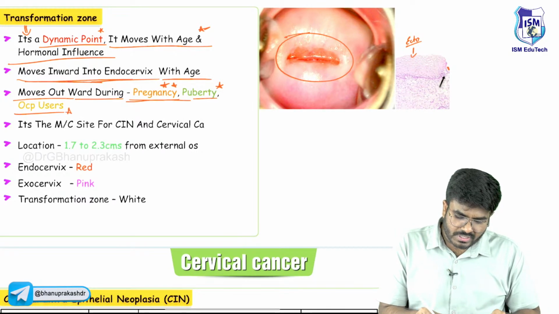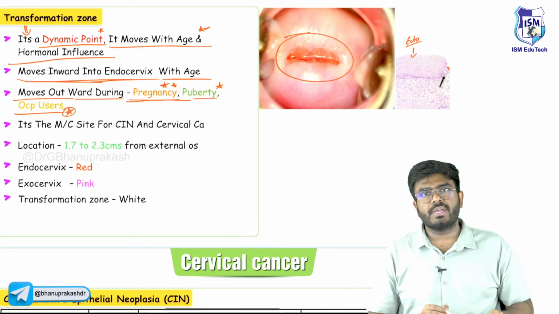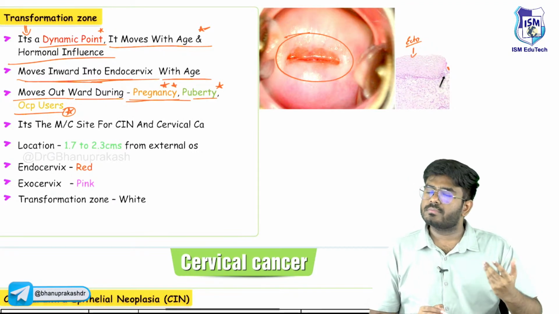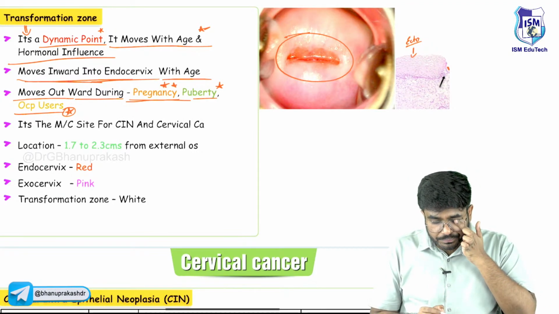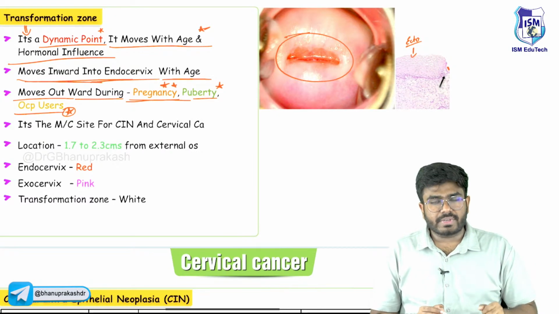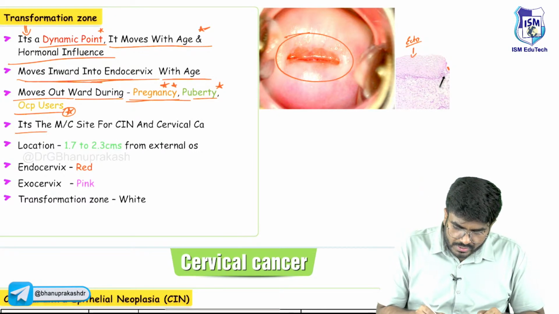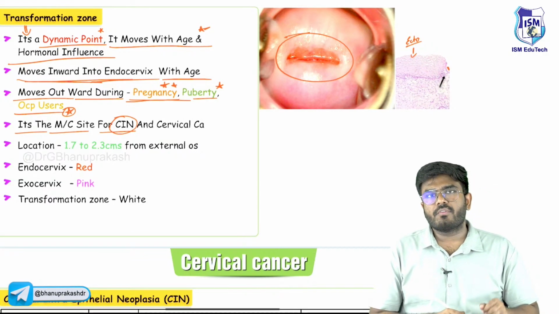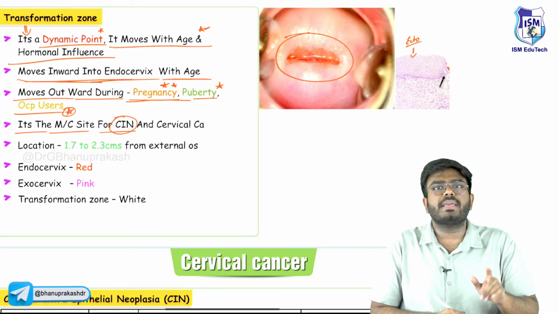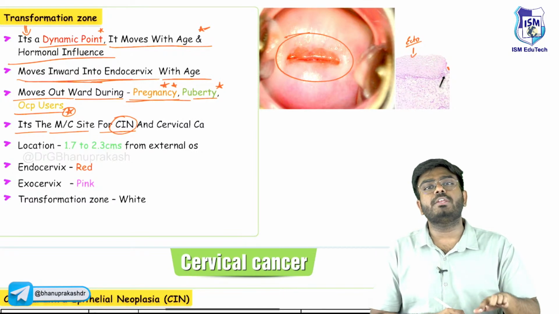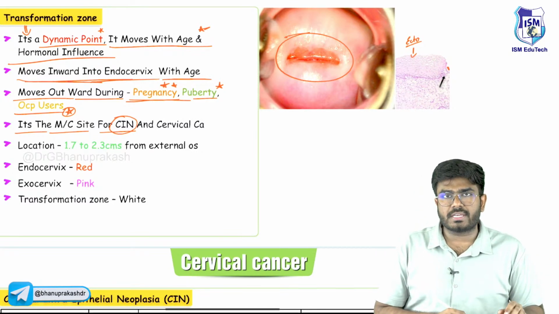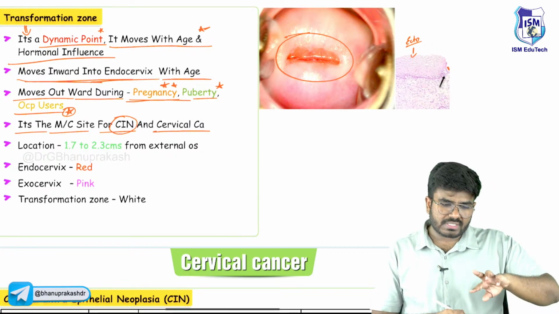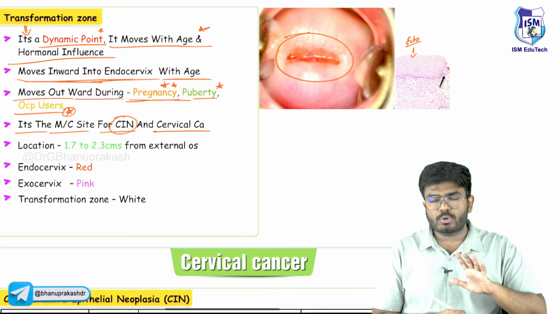And OCP users, oral contraceptive pill users. Okay, so in all these conditions, the transition zone is more externalized. So there is a risk of cervical cancer. I have already mentioned, it is the most common site for cervical intraepithelial neoplasia, CIN. For those students who don't know what CIN is, CIN means cervical intraepithelial neoplasia, which is a pre-cancerous, pre-malignant stage. And for both the CIN and cervical cancer, it is the most common site.